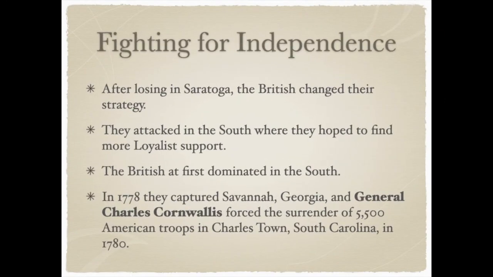After losing in Saratoga, the British changed their strategy. They attacked in the south where they hoped to find more loyalist support. The British at first dominated in the south. In 1778, they captured Savannah, Georgia, and General George Cornwallis forced the surrender of 5,500 American troops in Charlestown, South Carolina in 1780.